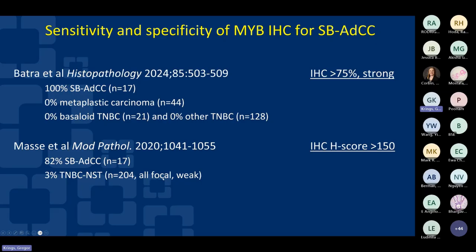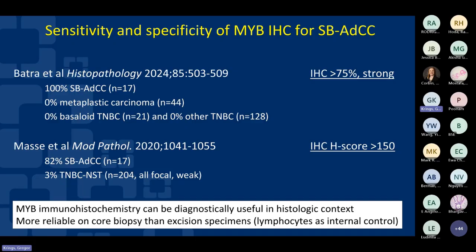So we find this marker to be very helpful in this differential diagnosis in particular, although I will note that in our hands, at least, it appears to be more reliable on core biopsy than on excision specimens, which may be related to the short half-life of the protein in combination with increased fixation times in excision specimens. So we also always make sure to look for lymphocytes as internal control before we evaluate a tumor as being negative.